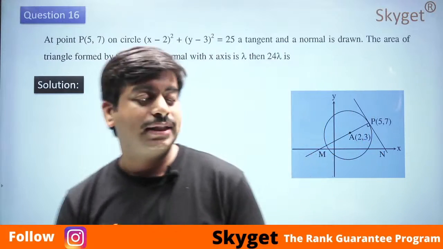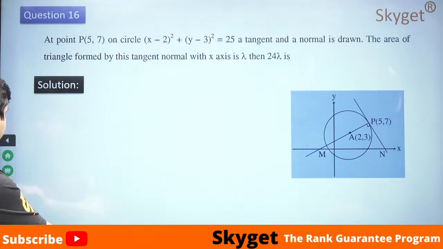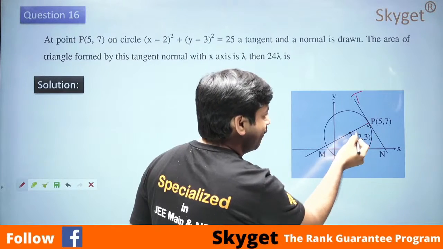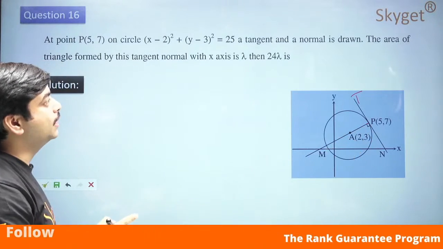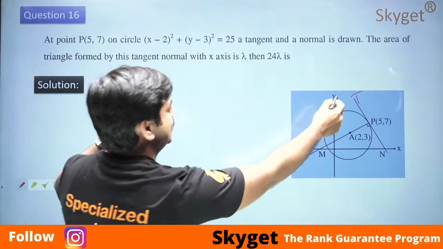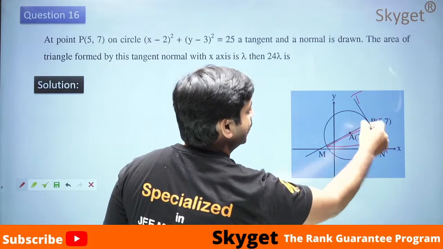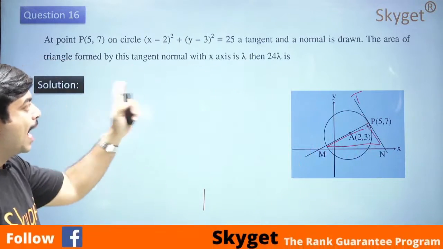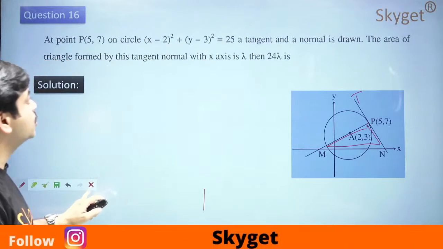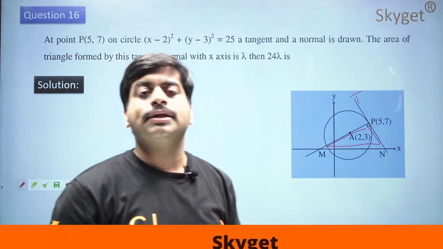See what is given. At this point, we have a tangent as well as a normal. This is the tangent line, and we have a normal line at the same point 5 comma 7. Now the area of the triangle formed by this tangent and the normal with the x-axis is given as lambda. Then the question is asked for 24 lambda. As you have the curve, can you find what is dy by dx? It is the slope of the tangent.